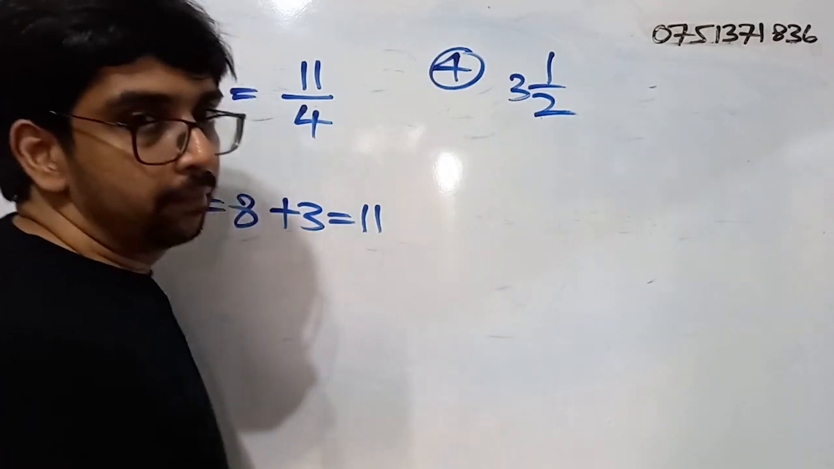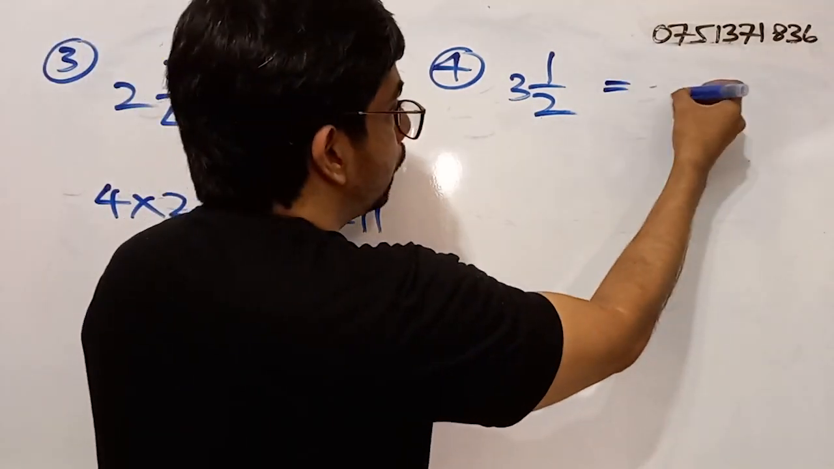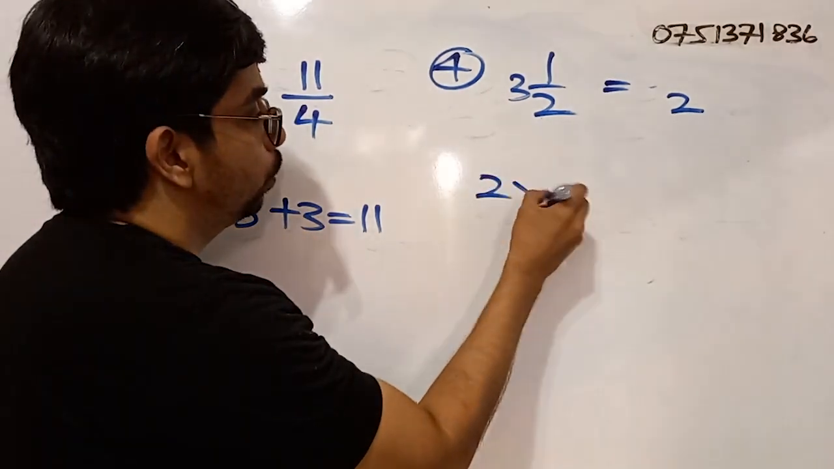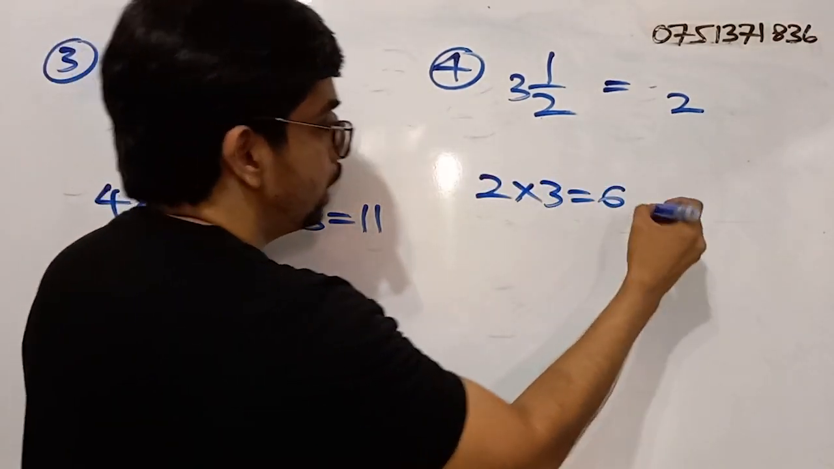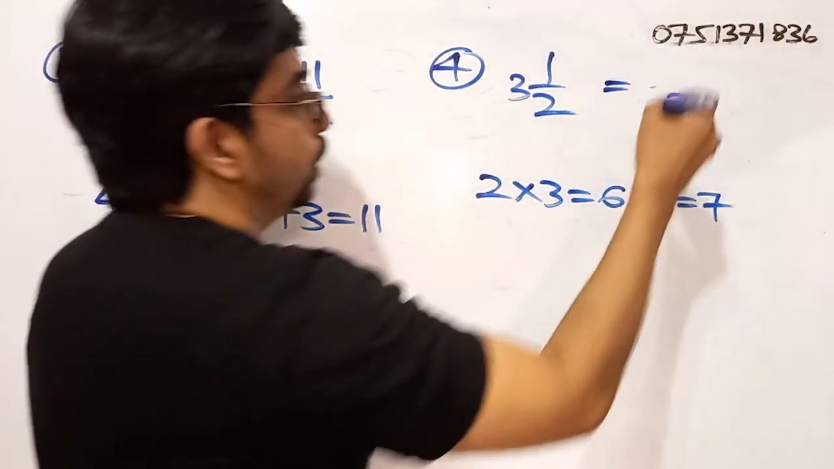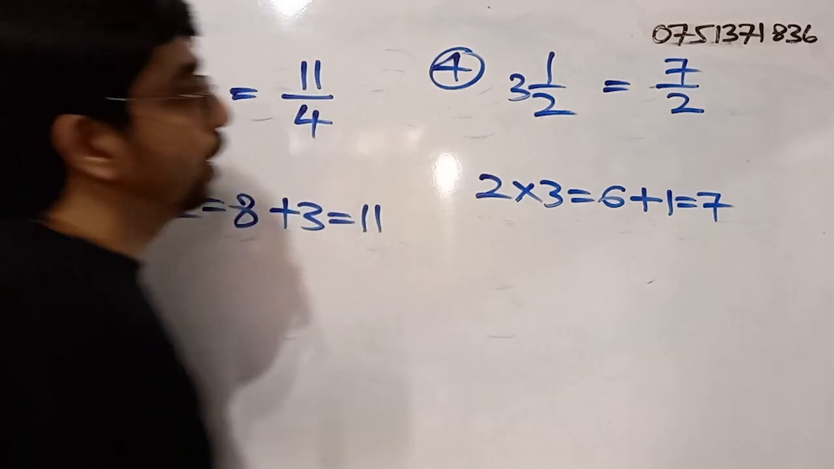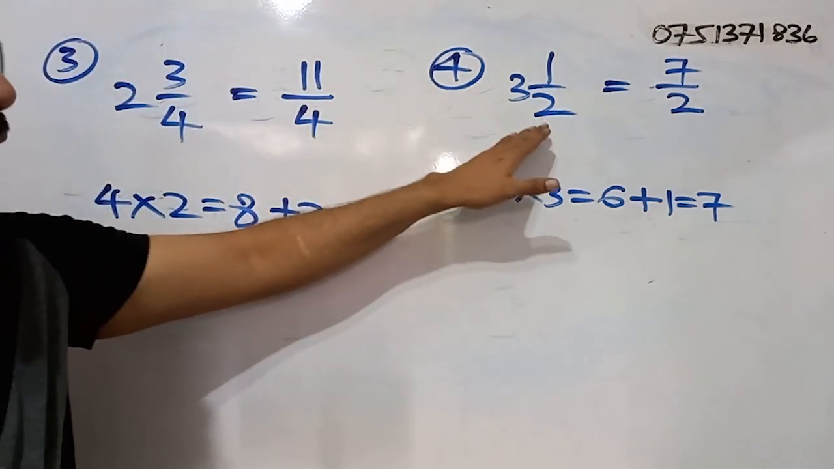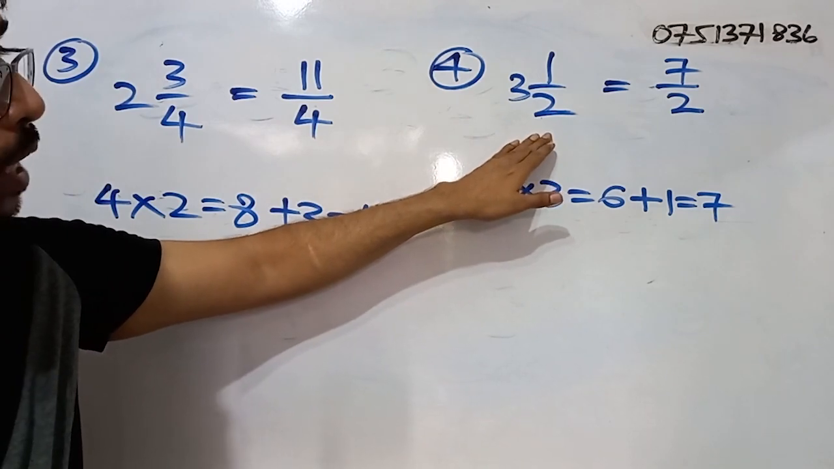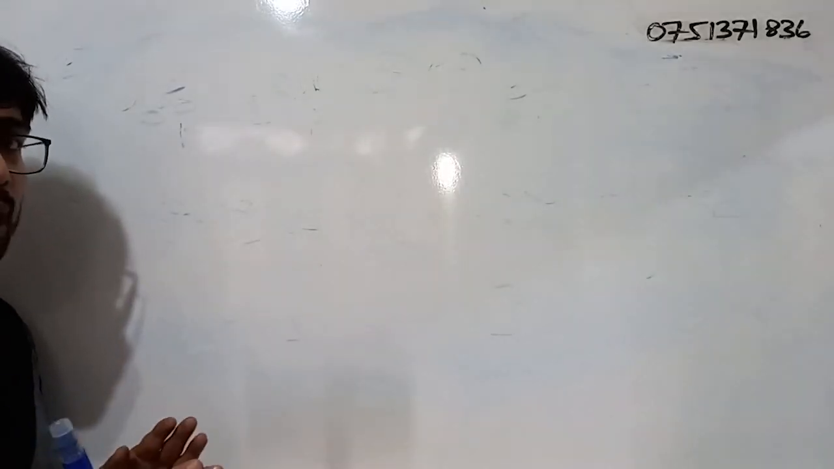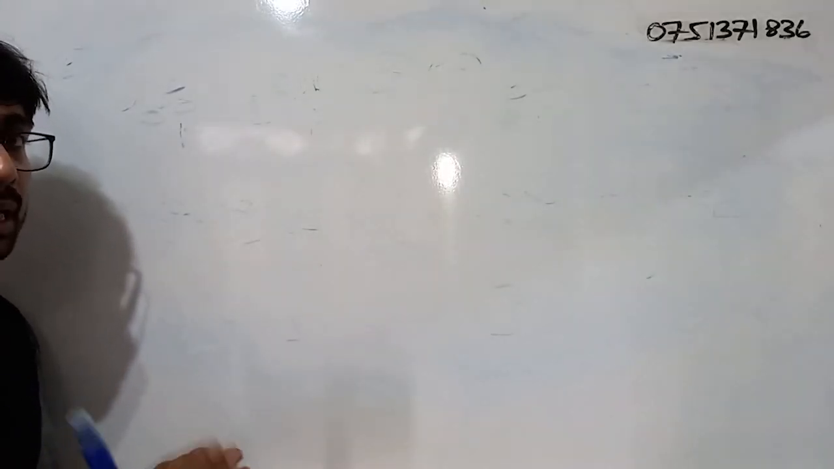Okay. So then what do we have? 3 and a half. Okay. So here the denominator will be 2. How do we get the numerator? 2 into 3, which is 6. To that we add the 1, which is 7. So here the numerator will be what? 7. That means when we convert 3 and a half into improper fraction, what do we get? 7 by 2.